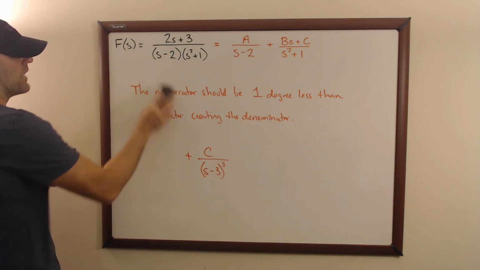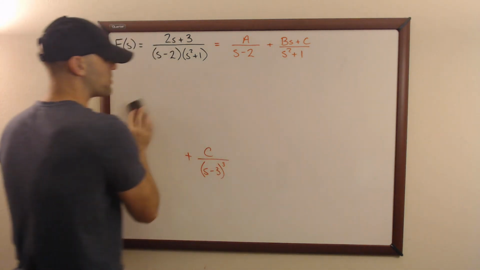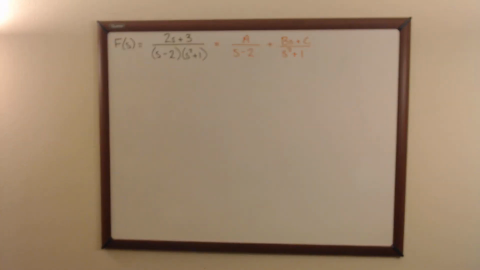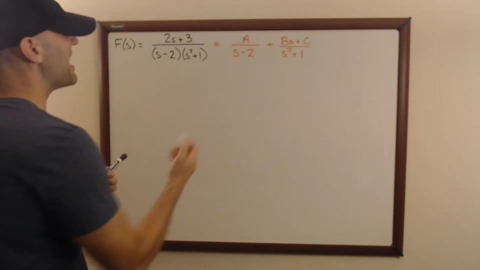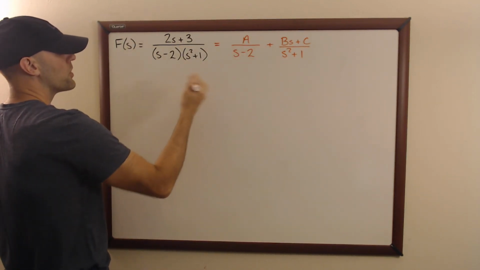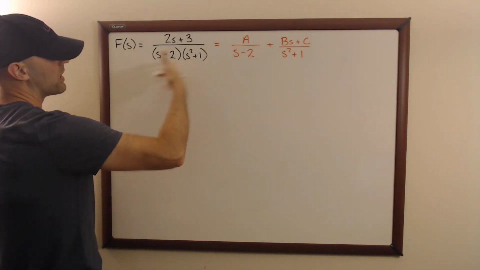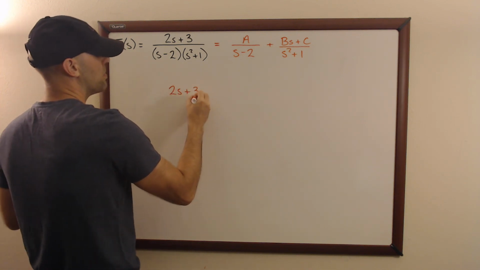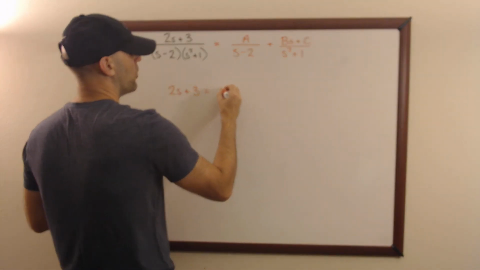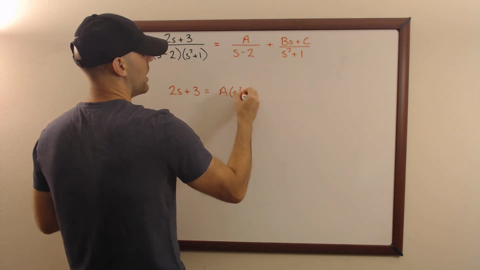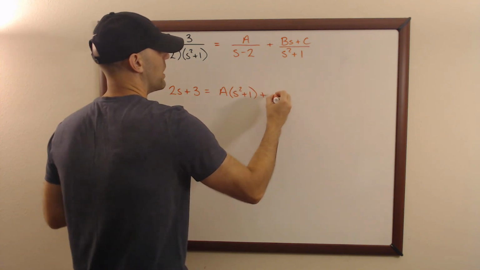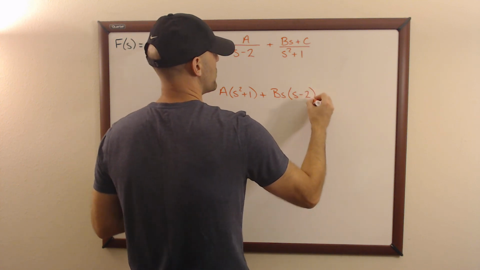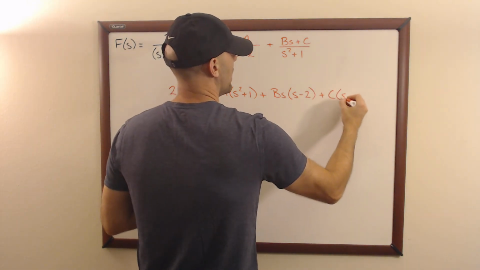Okay? All right, so let's go ahead and do this partial fraction decomposition so I can get my separate fractions here. What I know then is that these two things are equal, of course. So multiplying through by my common denominator here gives me the statement that 2s plus 3 is equal to a times (s squared plus 1) plus bs times (s minus 2) plus c times (s minus 2).